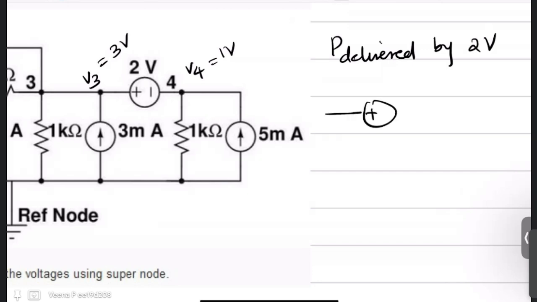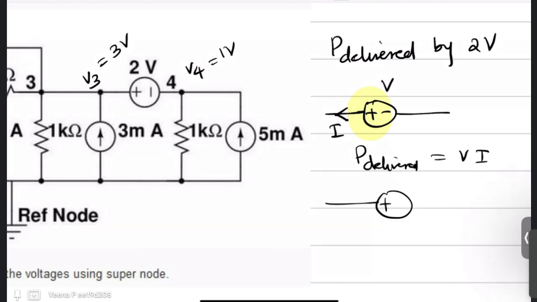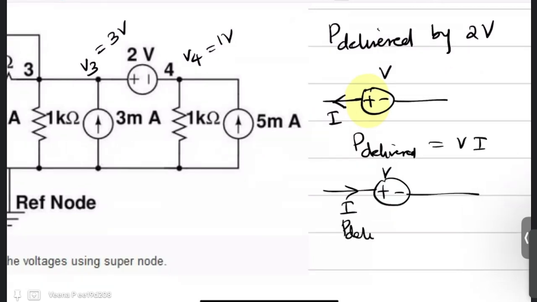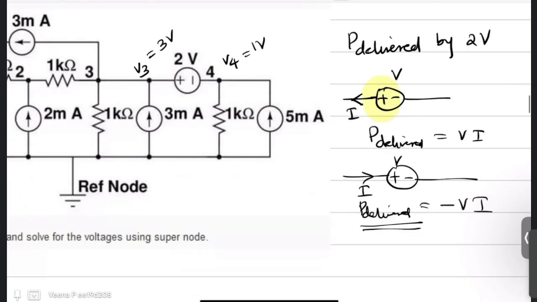Now if you have a battery of V volts and you have the current which is going out from the positive terminal of the battery. So here the current I is going from the positive terminal of the battery. Then the power delivered by the battery is given by V times I. So in this case, if your current is entering the positive terminal, then the power delivered by the source, note the point, will be minus V times I. Having this knowledge, let us move to this question.